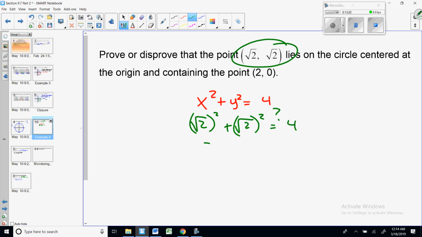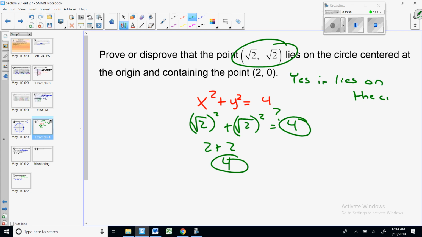Well, the square root of 2 squared is 2, the square root of 2 squared is 2, and 2 plus 2 is 4. These two things do equal each other, so the answer is yes, it lies on the circle. Once you can write the equation of the circle, you simply plug those numbers in for your x and y to see if they fit. And if they do fit, then your point lies on the circle.